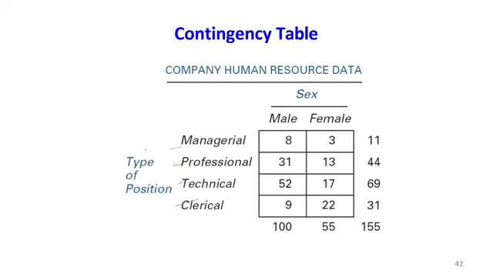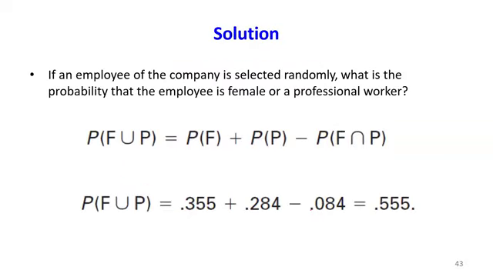With this table, you get a complete picture of how these people are organized and structured in a particular company. These are the types of position, and this is gender. In managerial, overall there are 11 members. Out of those, 8 are males and 3 are females. Similarly for professional, technical, and clerical. Let's suppose you have this data with you. Now, based on this, I will ask a question which you have to calculate.